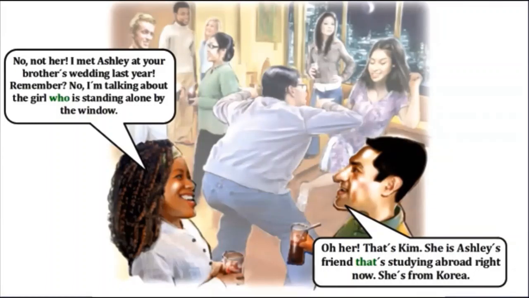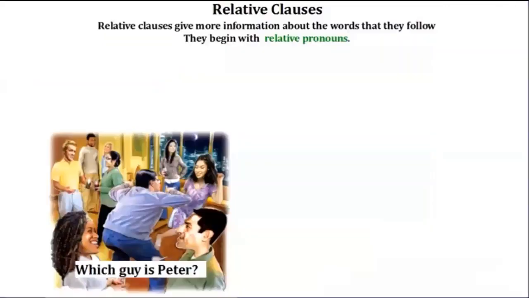Yeah, you said subject. That's Ken. She's Ashley's friend that's studying abroad right now. Where is the relative clause? That's studying abroad right now. All right, and is that subject or object? Subject. All right, great, guys.